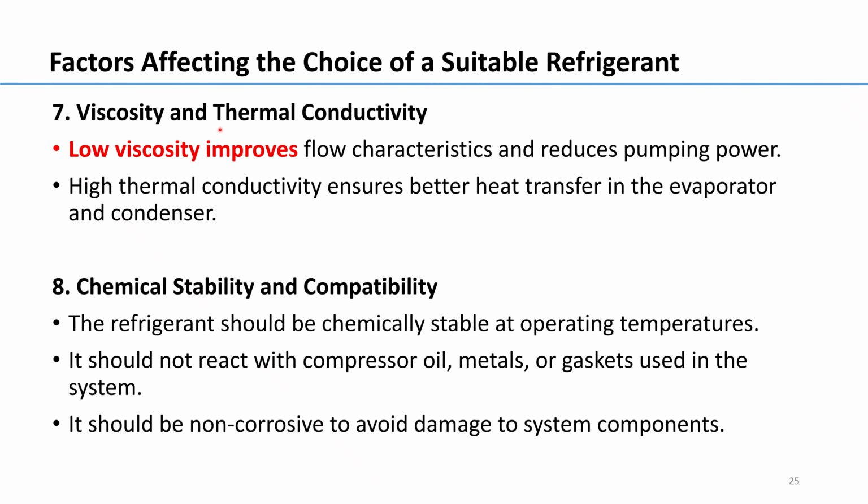Then the viscosity and thermal conductivity. We never want our refrigerant to be viscous, because a viscous material will hinder the flow of refrigerant. So low viscosity improves the flow characteristics and reduces pumping power. High thermal conductivity ensures better heat transfer in the evaporator and condenser. Then chemical stability and compatibility. The refrigerant should be chemically stable at operating temperatures. It should not react with compressor oil, metals, or gaskets used in the system. It should be non-corrosive to avoid damage to system components.